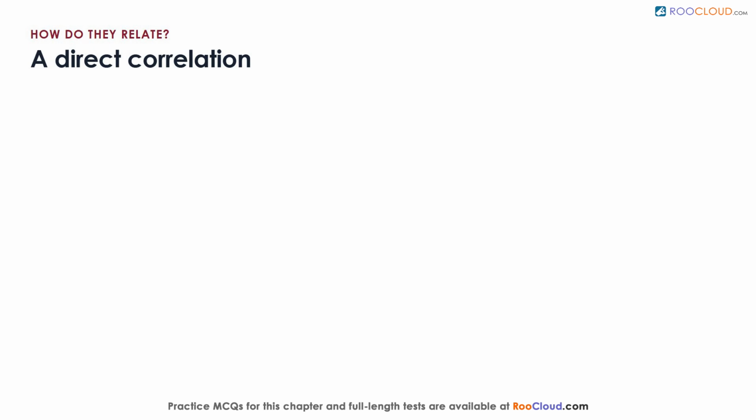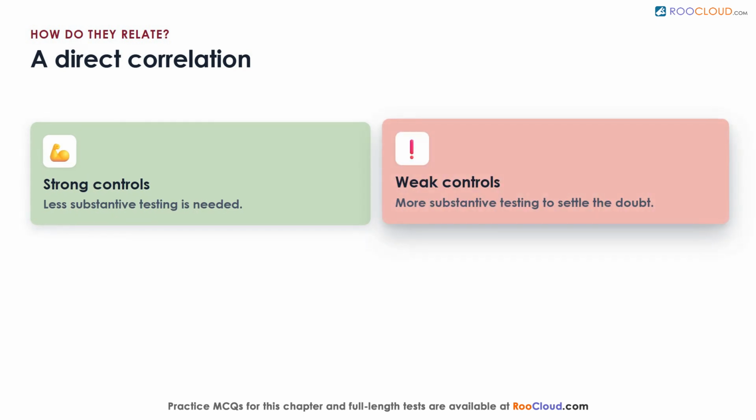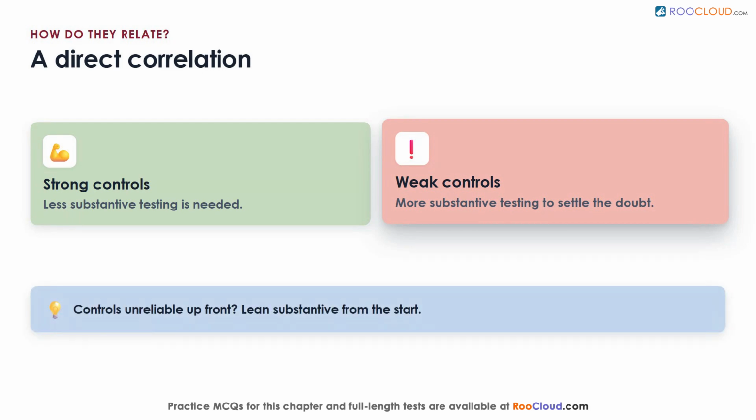How do the two tests relate? There's a direct correlation between them. Strong controls mean less substantive testing is needed. If compliance tests show controls work well, you can do less. But weak controls raise doubt about the numbers. Then substantive testing helps put that doubt to rest. And if early review shows controls are unreliable, lean substantive from the start.